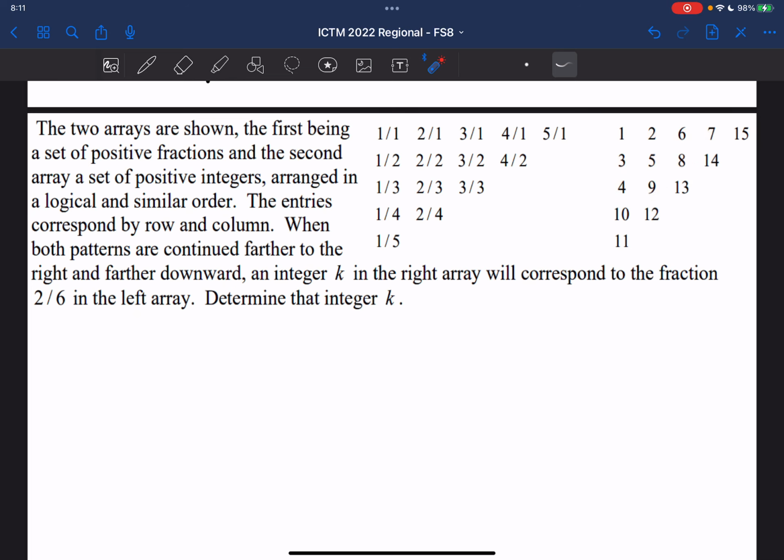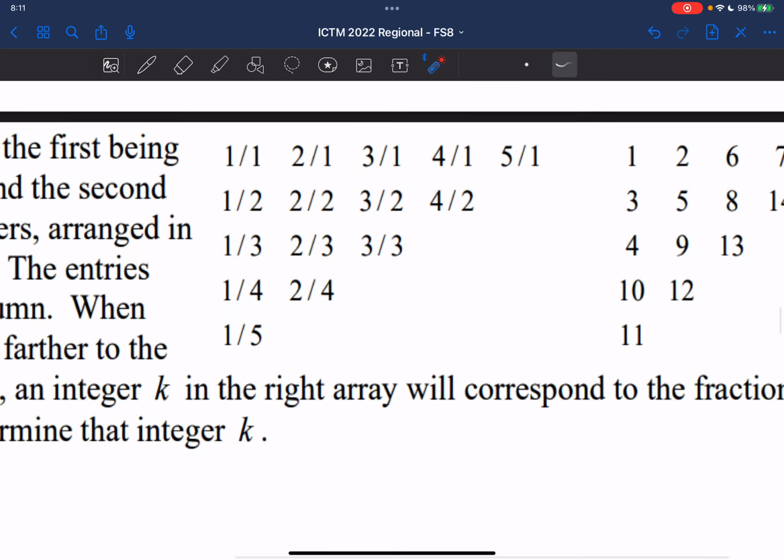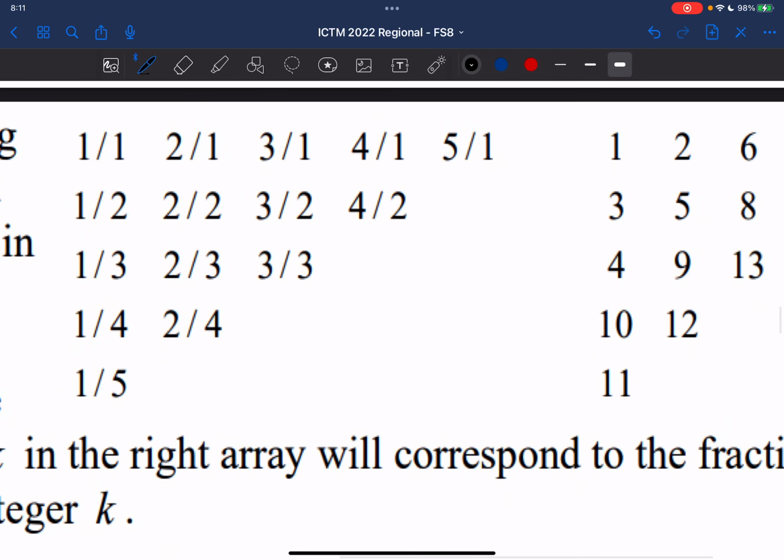So the question is, when both patterns are continued, an integer in the right array, that's over here, will correspond with the fraction 2 over 6. So what is that integer? So what I have to do is expand this left array. So we have 6 over 1.